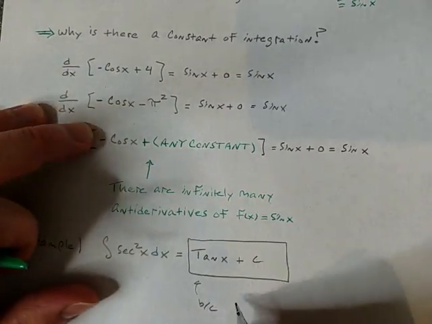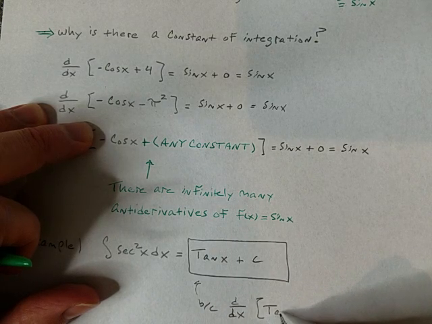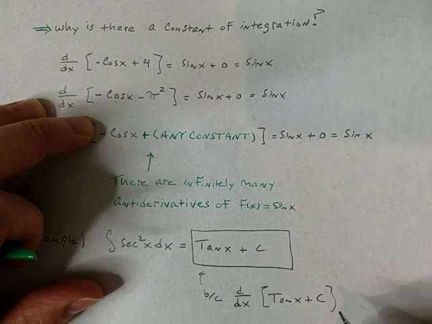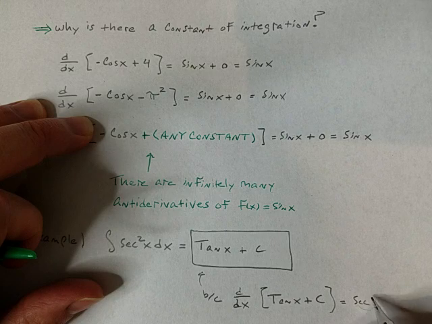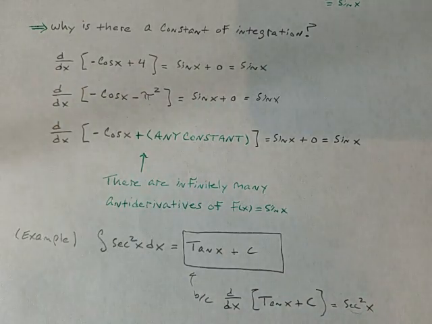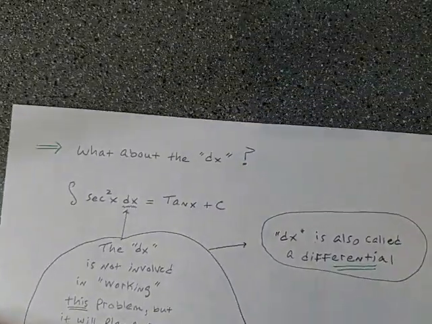The reason why this is the answer is because if I take the derivative with respect to x of tangent of x plus some unspecified constant c, then I will get secant squared of x. That's really the only justification that there is for this being correct. Okay, so there's some introductory information about this. Now, I wish I could just make this extremely simple and tell you everything in 30 seconds, but I'm afraid it's not like that, so there's more to talk about.